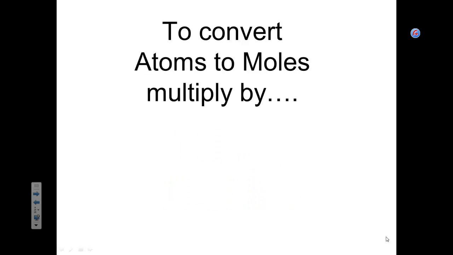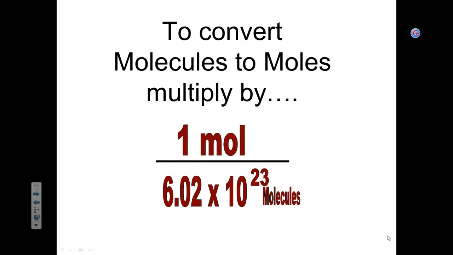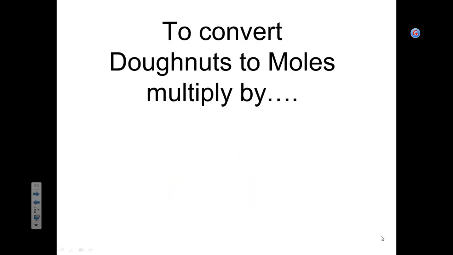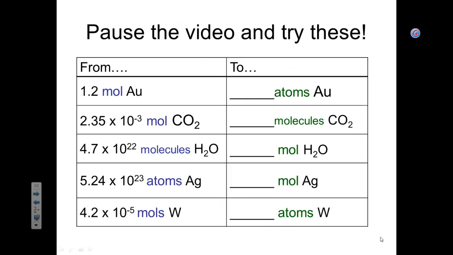So to convert from particles to moles, I'm going to multiply by 1 mole over 6 times 10 to the 23rd particles. To convert from atoms to moles, I'd multiply by 1 mole over 6 times 10 to the 23rd atoms. Or molecules to moles, I multiply by 1 mole over 6 times 10 to the 23rd molecules. To convert moles to donuts, well, I thought we weren't going to do that in here.